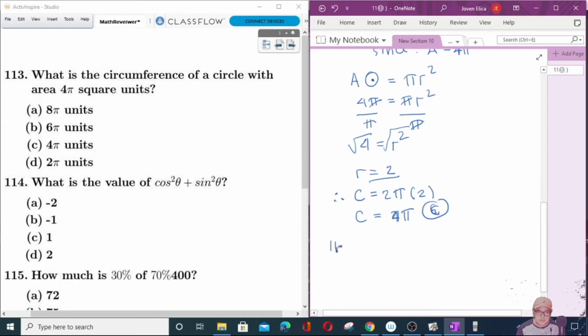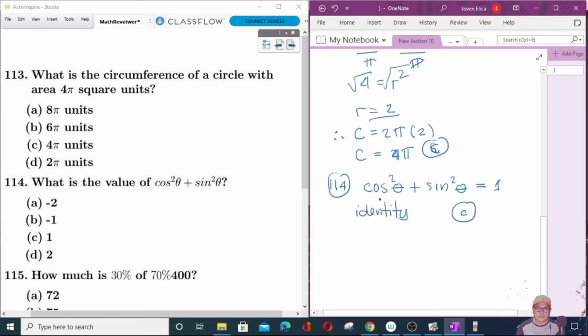All right. So question 114. What is the value of cosine squared theta plus sine squared theta? This is an identity which is equal to 1. So the answer is letter C. This is very simple. You should know all the identities of the trigonometric functions.